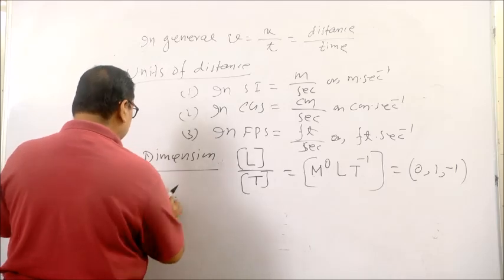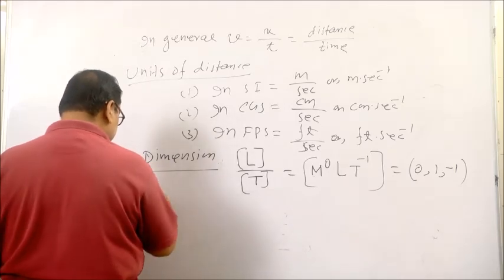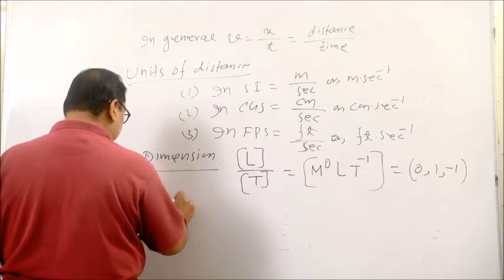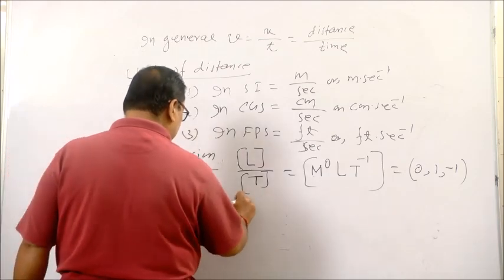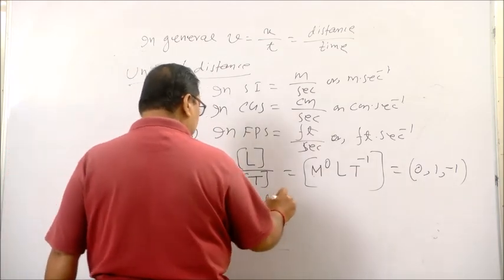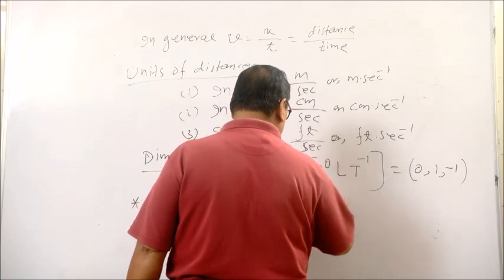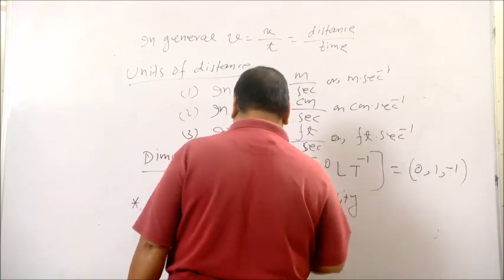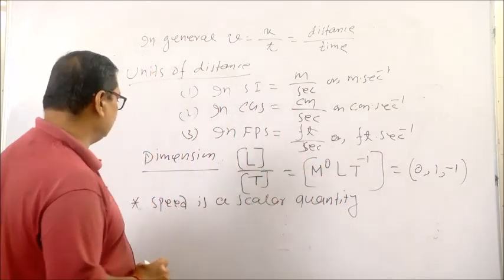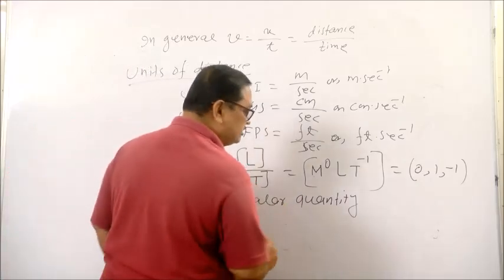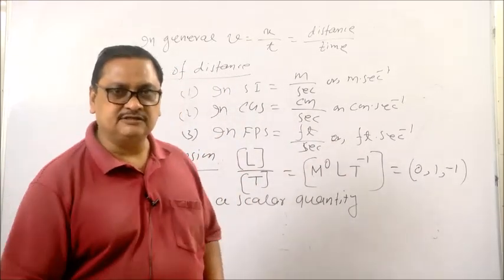Speed is a scalar quantity. Since distance is a scalar quantity and time is also a scalar quantity, when you divide a scalar quantity by a scalar quantity, it will give another scalar quantity. So speed is a scalar quantity. Okay, that's all. We will discuss in the next class.